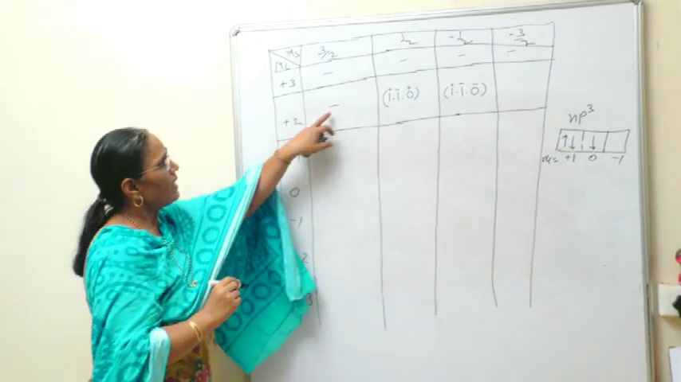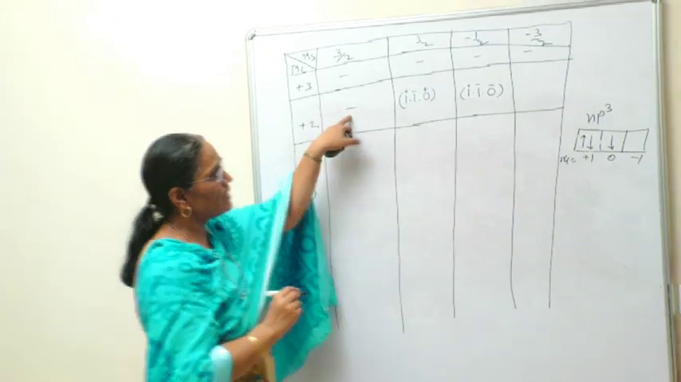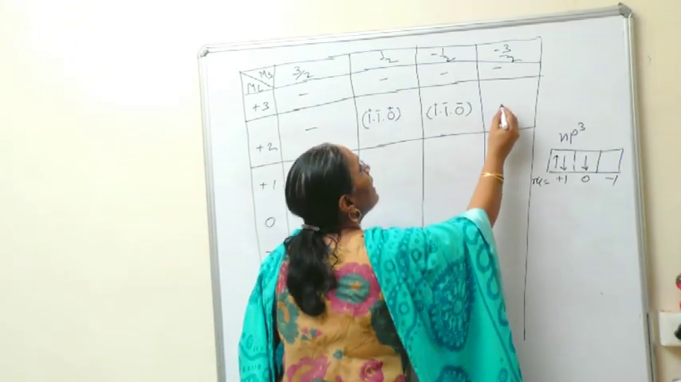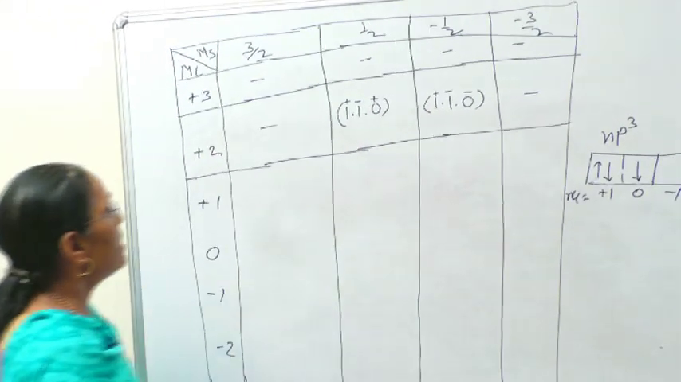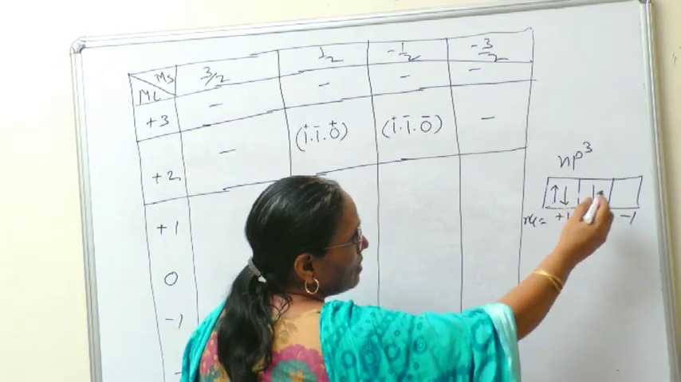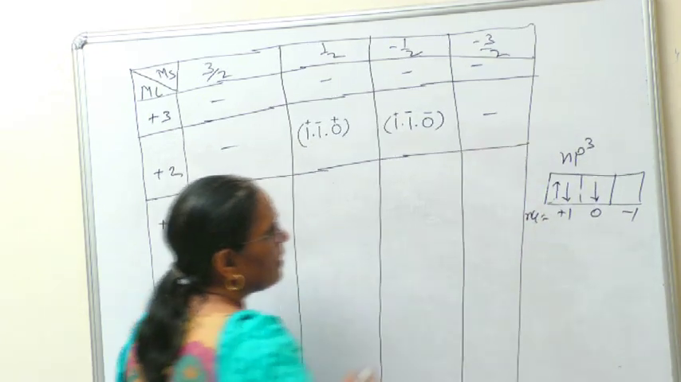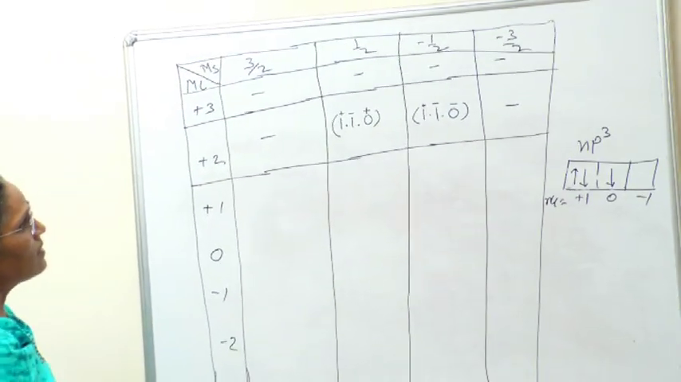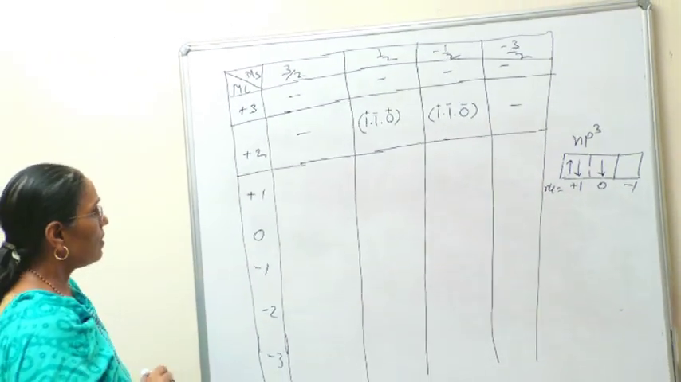As we are not getting any microstate at this place, we will also not get any microstate here. It means all the electrons cannot be arranged with down spin to get the minus 3/2 value.